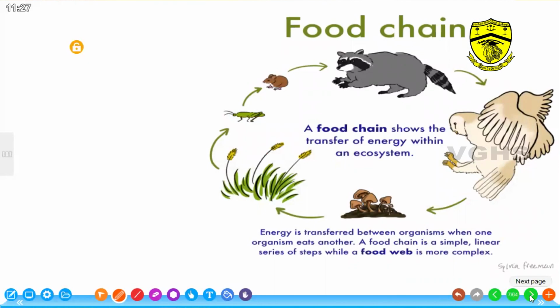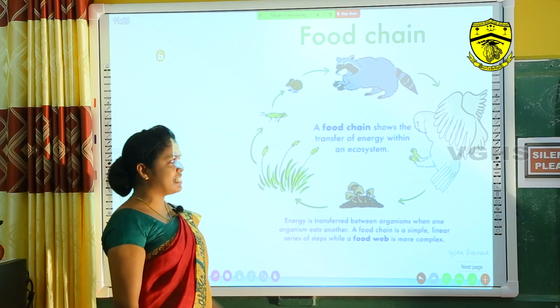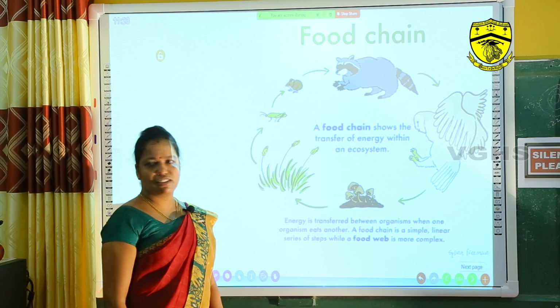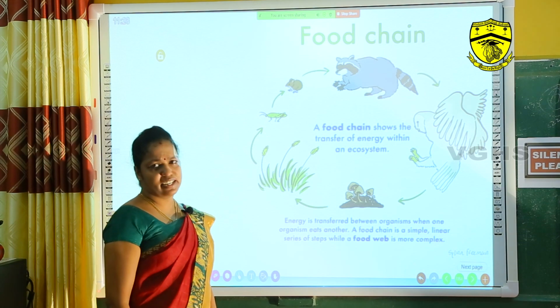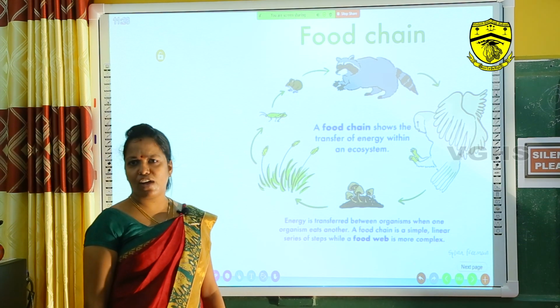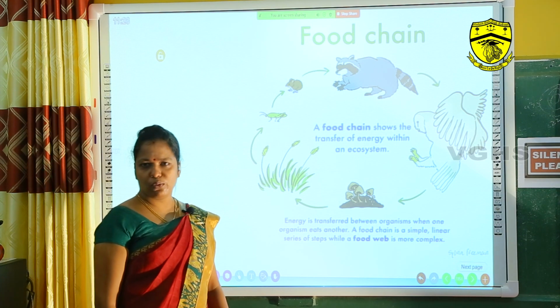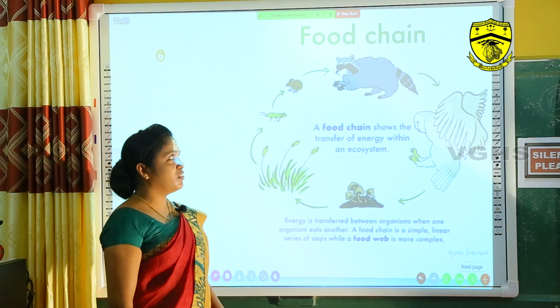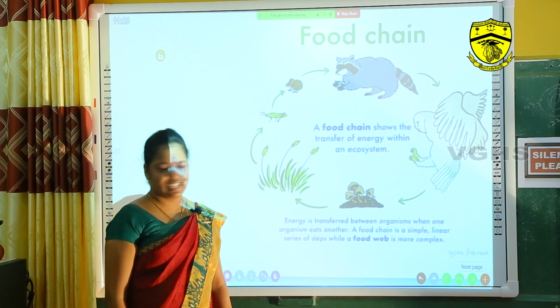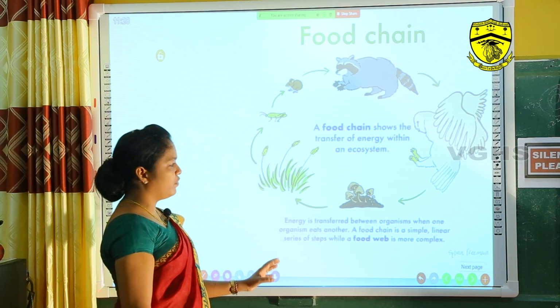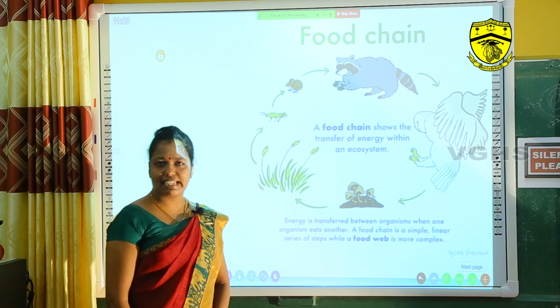And next one, we already studied in grade 7 and grade 8, the food chain. A simple transfer of energy within an ecosystem is called a food chain. A line and arrows are included here to indicate the food chain. And next one is the food web: a complex food chain is called a food web.